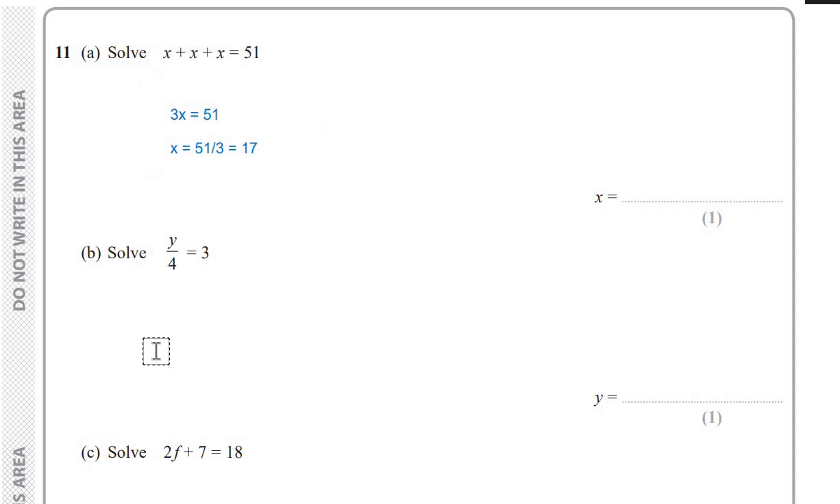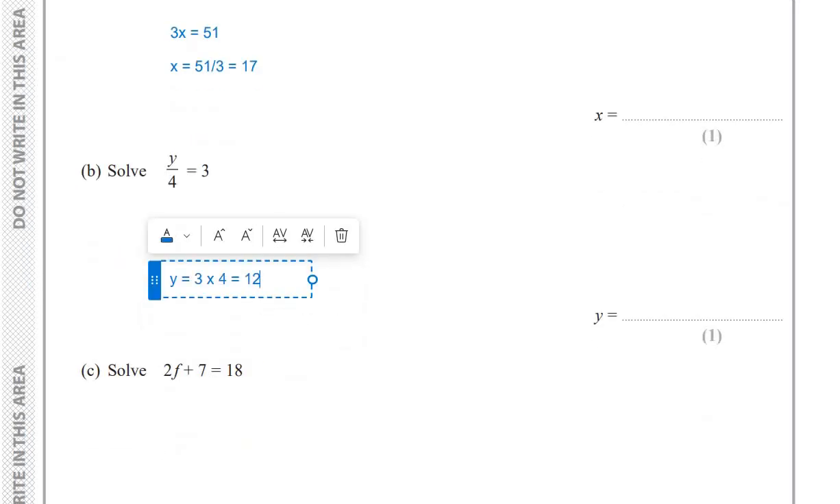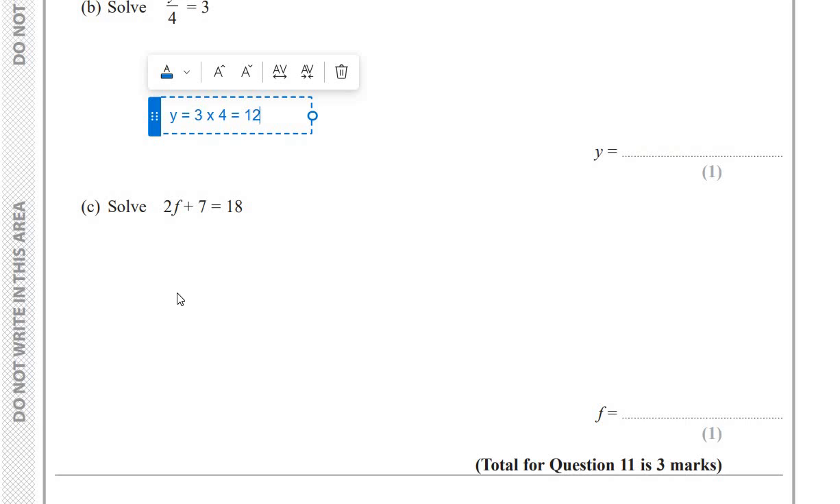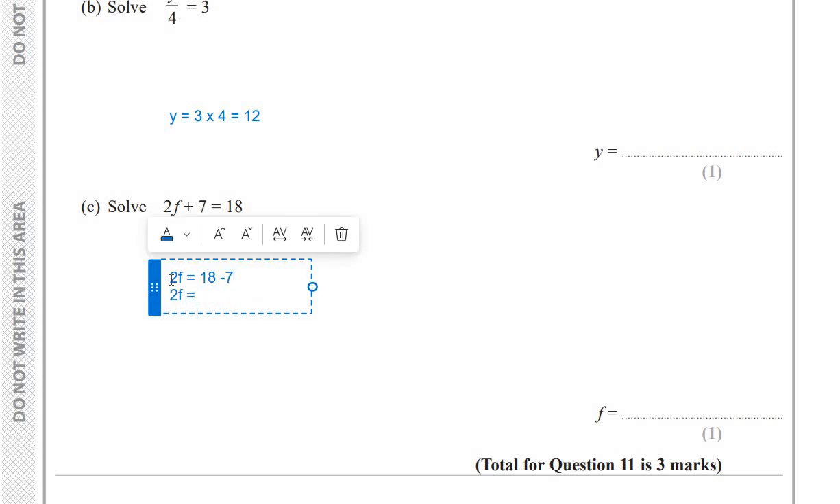Here you need to multiply both sides by 4, and that will give you y. 3 times 4 is 12. Next, first we should take away 7 from both sides. So that will be 2f equals 18, take away 7. So 2f is 11. And so if you divide both sides by 2, that will give you 5.5.